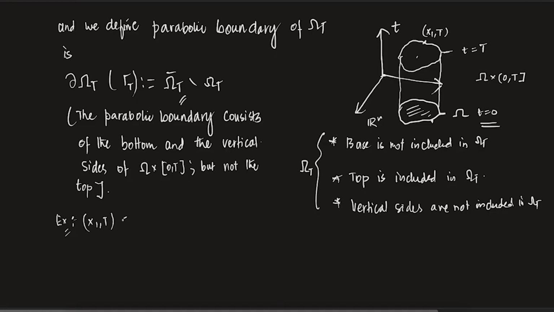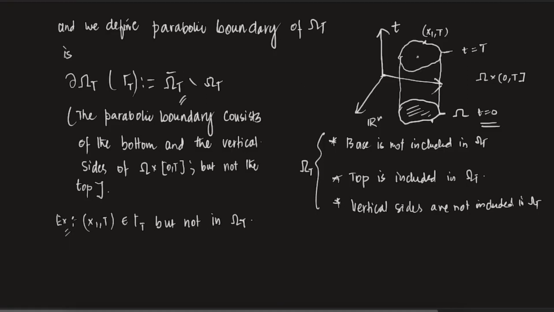Yeah, of course it is. So this is in gamma t, but not in omega t. Of course it is not, right? I mean that is by definition of gamma t. Yeah, there. But of course it is in gamma t bar. I mean that is always there.